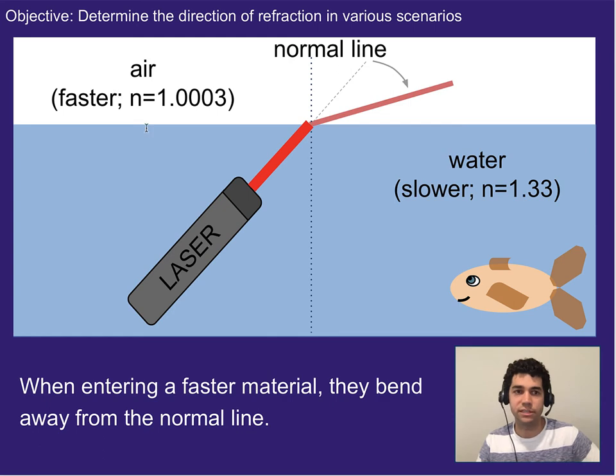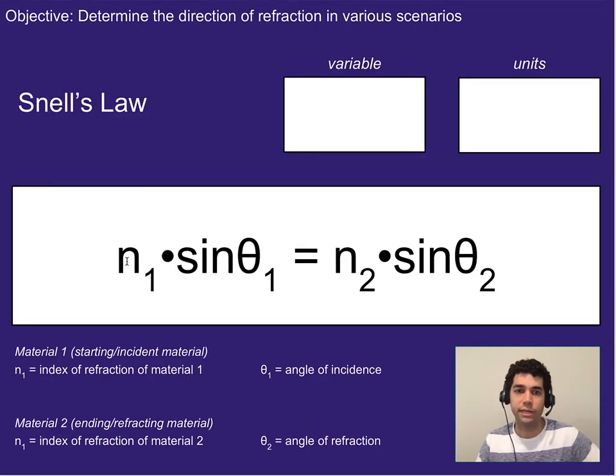And we use this index of refraction in an equation called Snell's law, where the index of refraction times the sine of the angle of incidence is equal to the index of refraction of the next material times the sine of the angle of refraction. And so we can actually use this equation to predict or make calculations around refraction, either what type of material we need or how much it's going to bend.